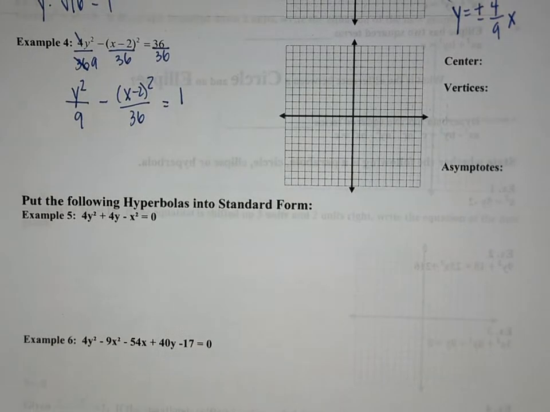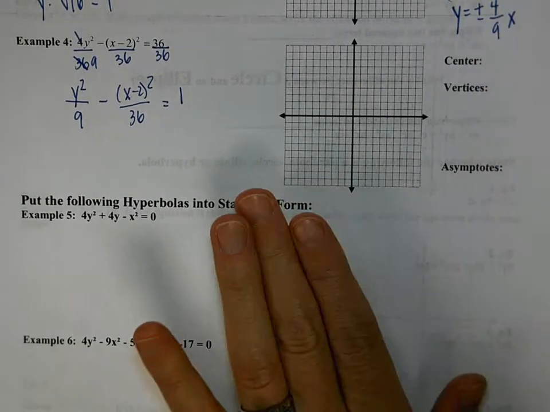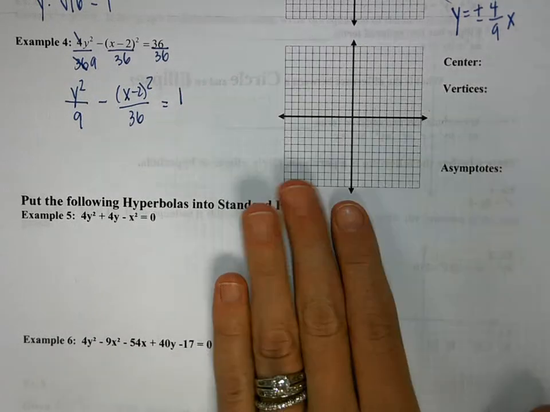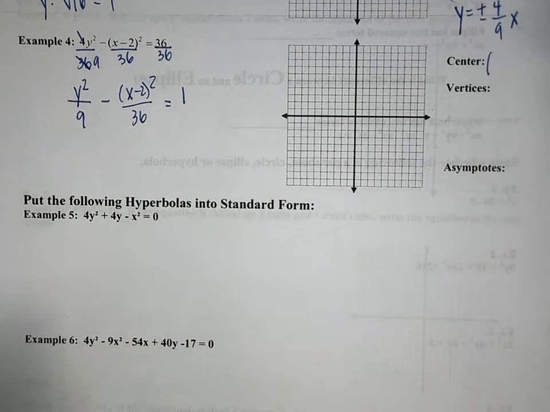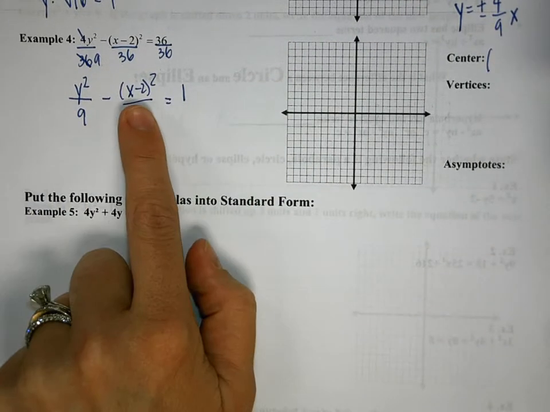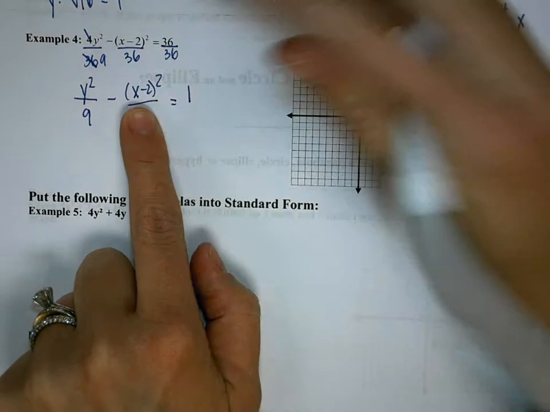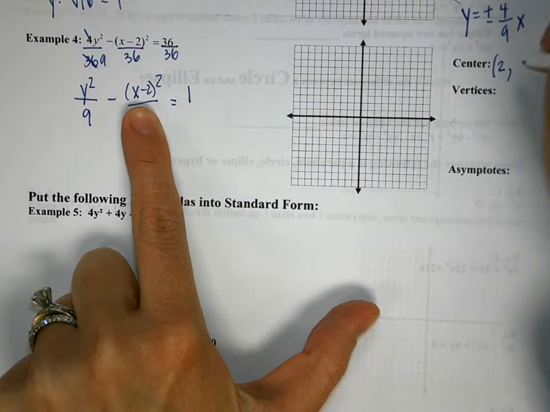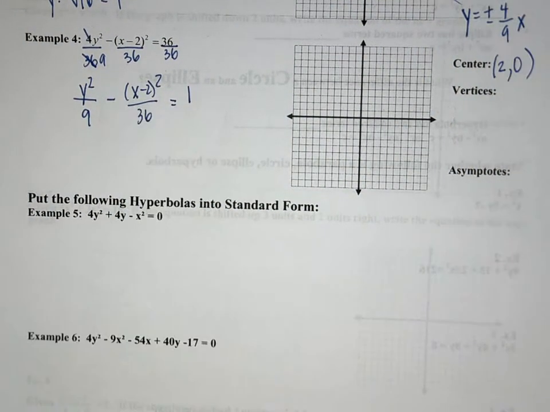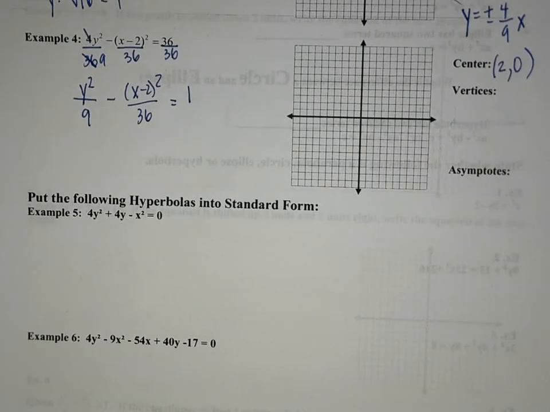Okay, what is my center on this graph? 1 and 2? No, 2 and 0. Very good, and this is where you need to be careful. The x value, because this x minus 2 is the x value, is 2, and the y value is 0, because we always take the opposite of what's in parentheses. And just notice that the x one is the one that was different.